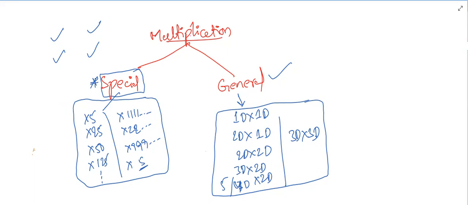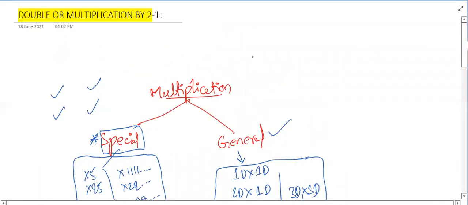So for special as well as general multiplications, the basic thing for multiplication is doubling a number. Doubling is nothing but multiplying by 2. That is the basic thing for multiplication. Multiplication by 2. So how to double a number?